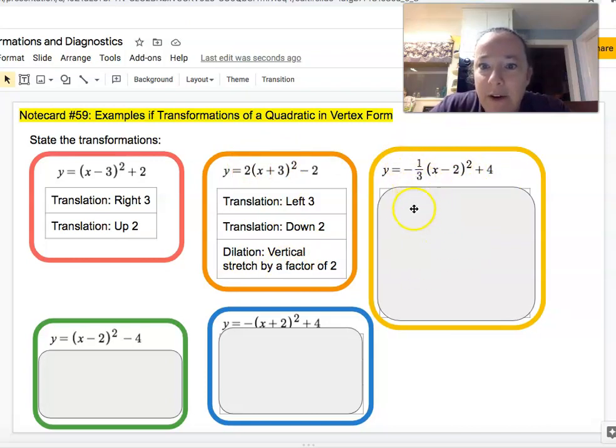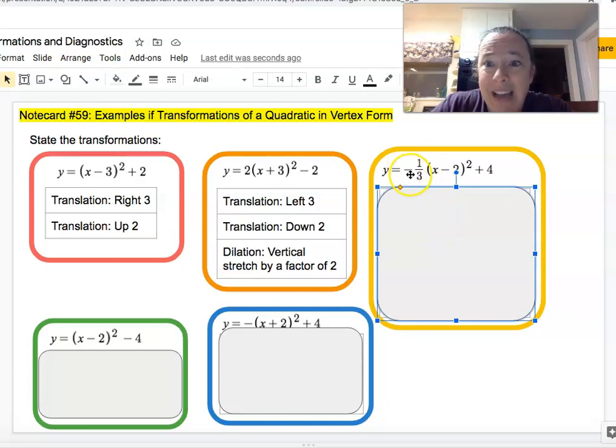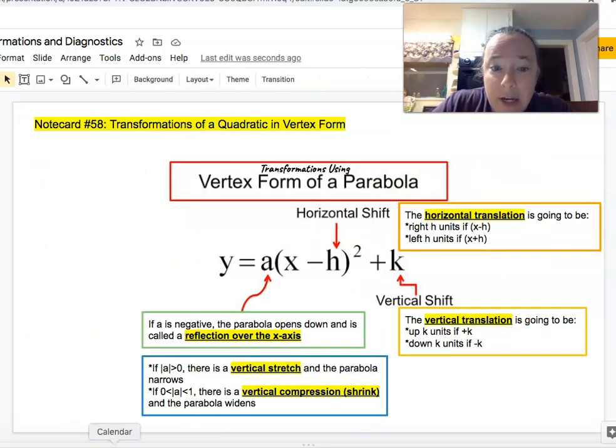We've got a negative out front. Y'all, that negative out front means we have a reflection. We have a 1/3. Now we do the absolute value of A. So that 1/3, it's negative 1/3, but do the absolute value of it. So it follows this one. We're going to have a vertical compression or shrink.